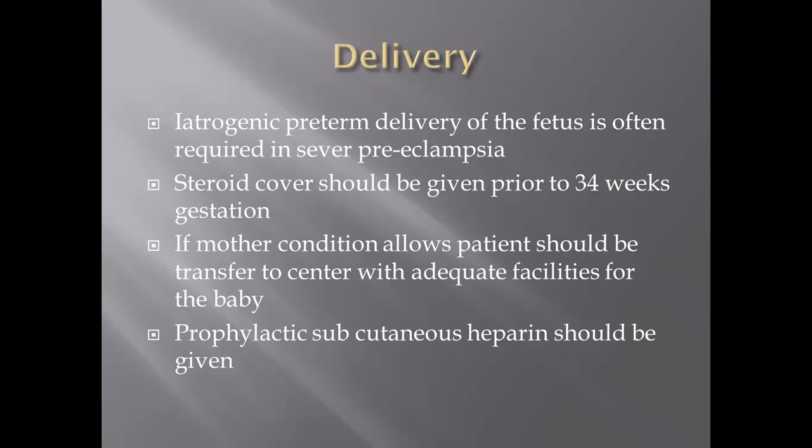Prophylactic subcutaneous heparin should be given in patients with preeclampsia because there is a high risk of thromboembolism. Ergometrine should be avoided in the management of the third stage of labor as it significantly increases the blood pressure.